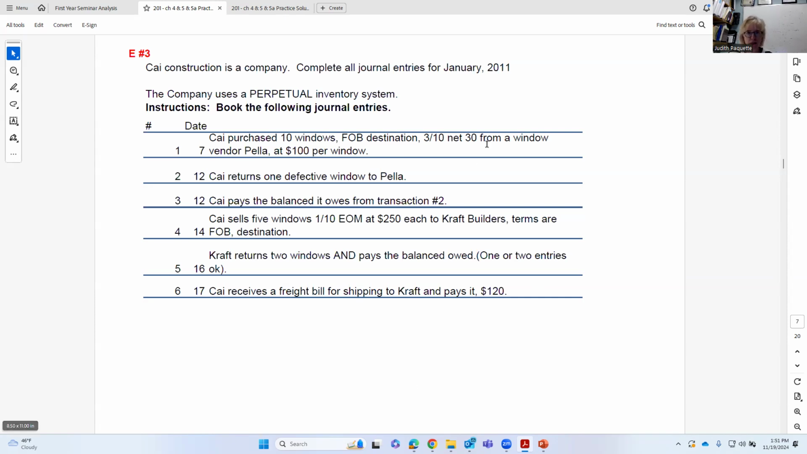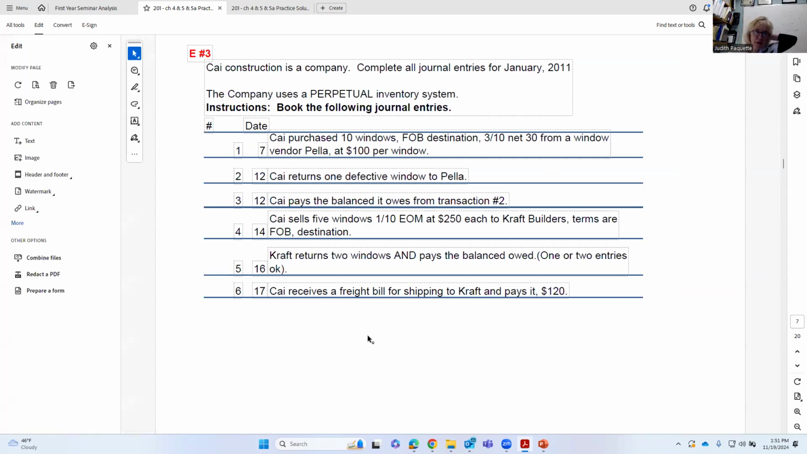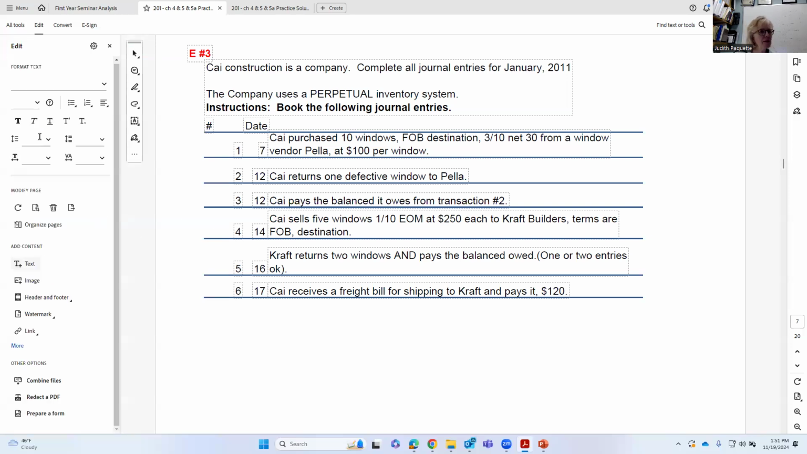Okay, so what I want you guys to do, first thing you need to do, this is now chapter 5. I want you to highlight what inventory system we are using. In this problem, it's all perpetual. So that's chapter 5. If we were doing periodic, that would be appendix 5A.